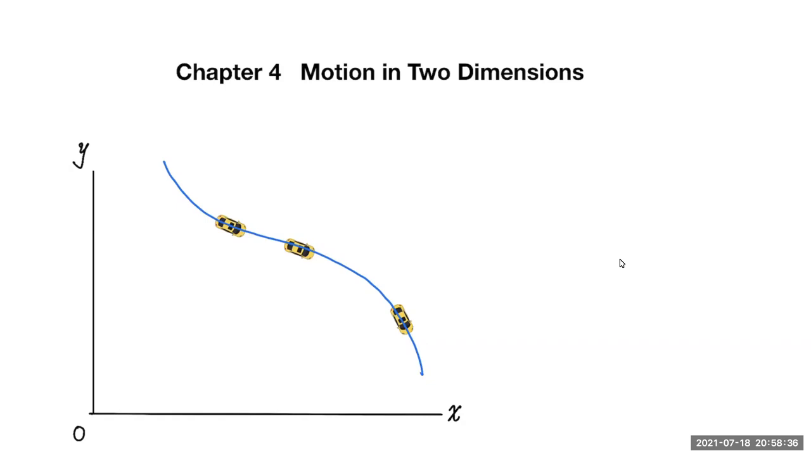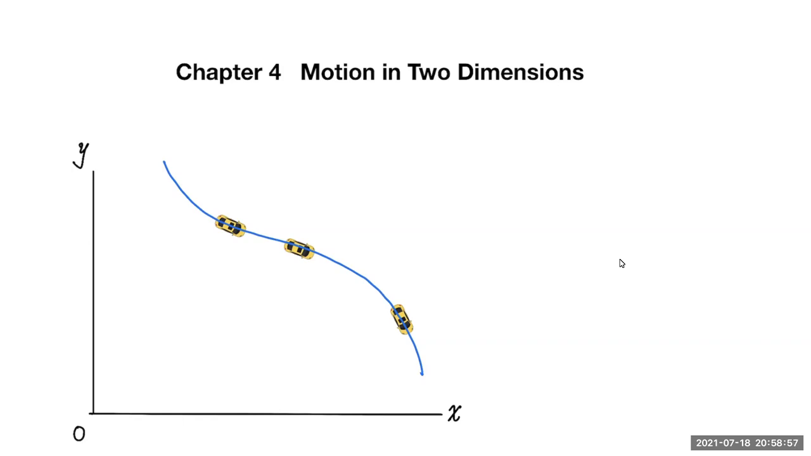Chapter 4, Motion in 2 dimensions. So in chapter 2, we studied motion of a particle in 1 dimension. And as you know, in 1 dimension, there are only 2 possible directions of motion. So all the quantities with direction that we studied in chapter 2, we could use a positive and negative sign to differentiate these 2 directions.